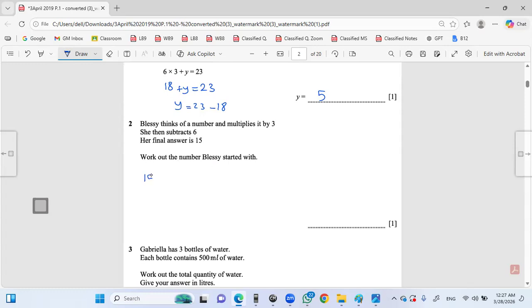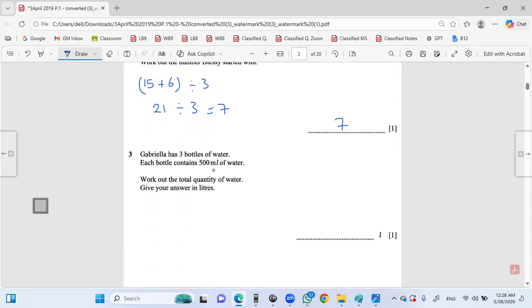So starting here with the end, 15, and saying that you subtract 6, no, I'm going to plus 6. And then it says multiplies it by 3. No, I'm going to divide the answer by 3. After that, at the end is going to give you the number that Blessy was thinking of. So first thing, 15 plus 6, which is 21. You divide this by 3, and it's going to give you 7.